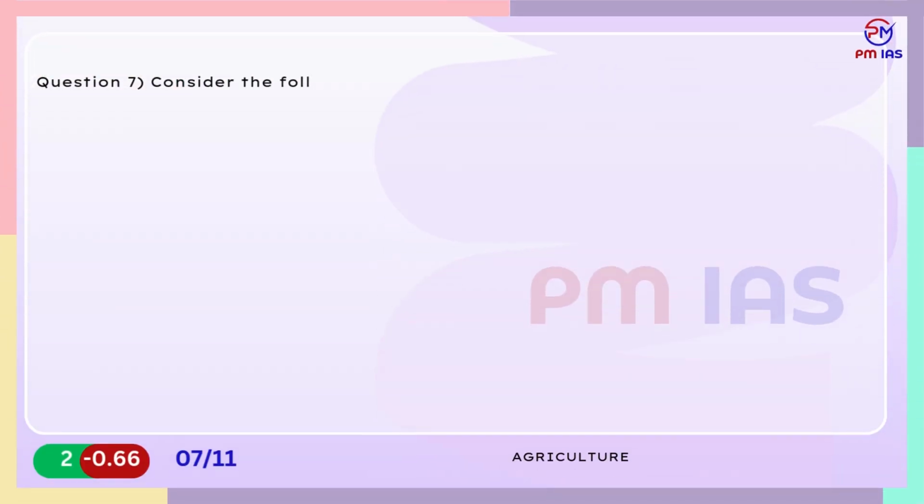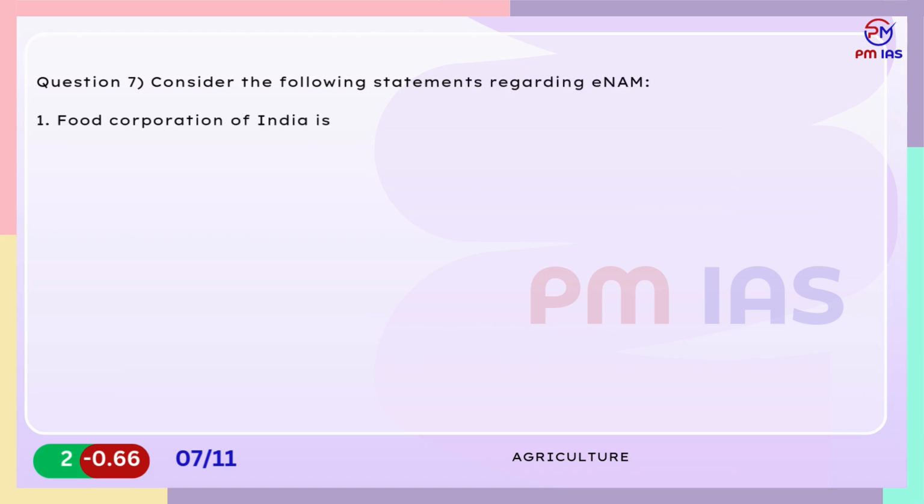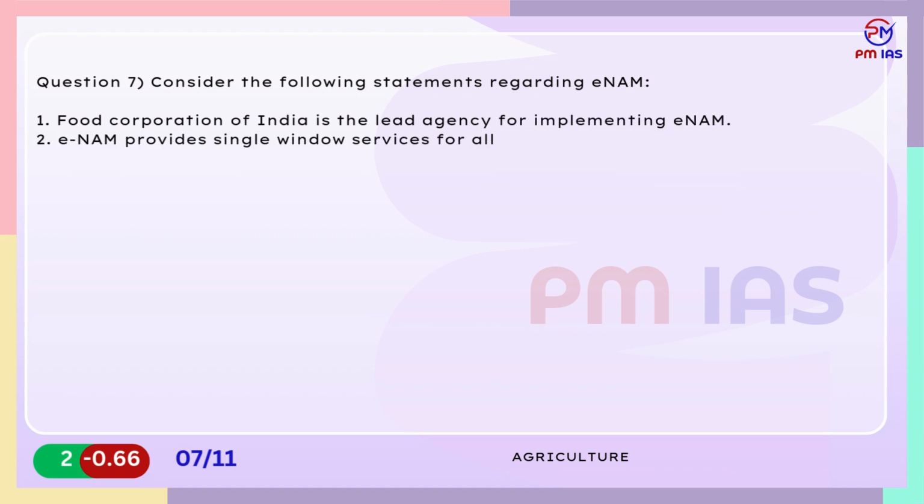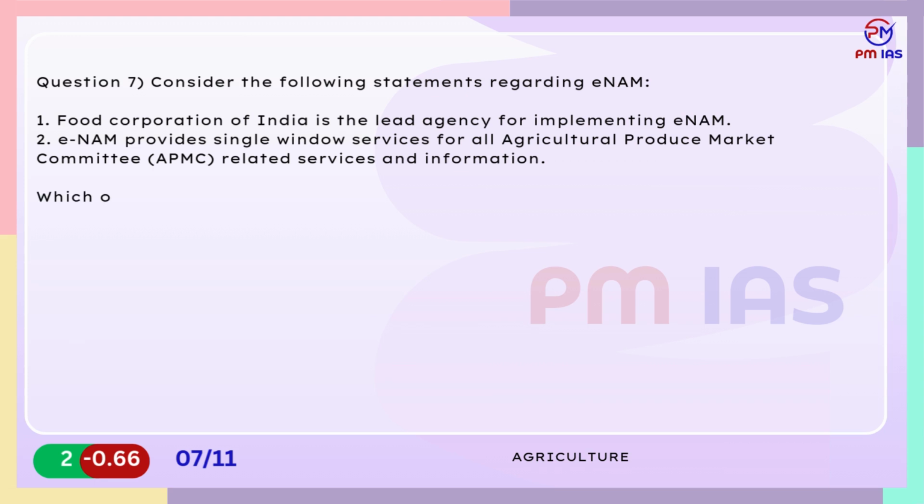Question 7. Consider the following statements regarding eNAM. 1. Food Corporation of India is the lead agency for implementing eNAM. 2. eNAM provides single-window services for all Agricultural Produce Market Committee, APMC, related services and information. Which of the statements given above are correct?